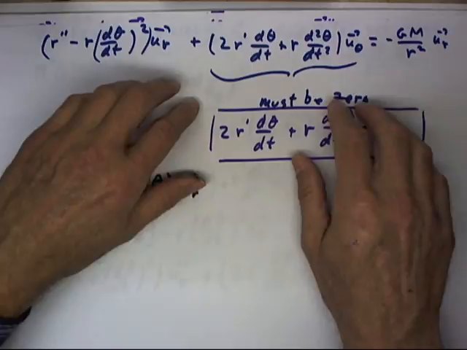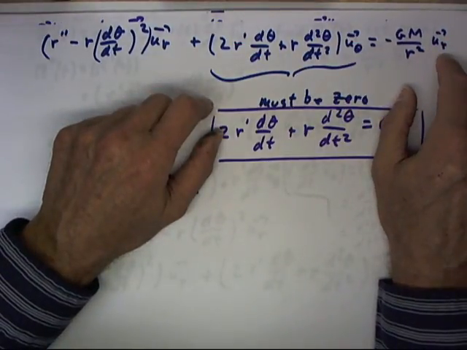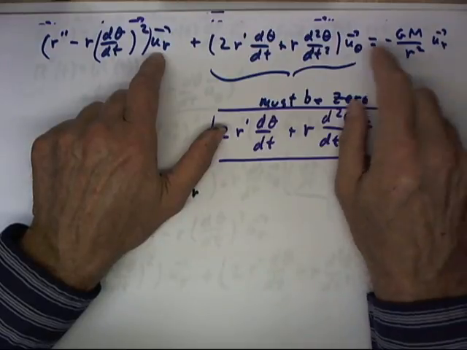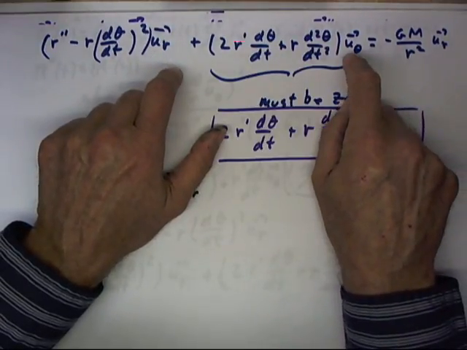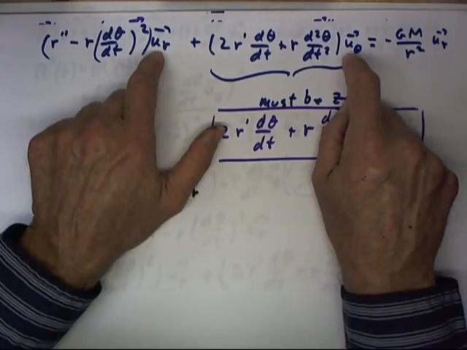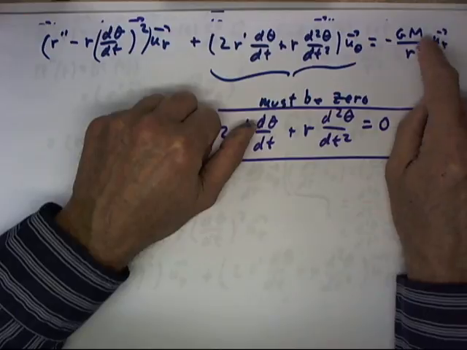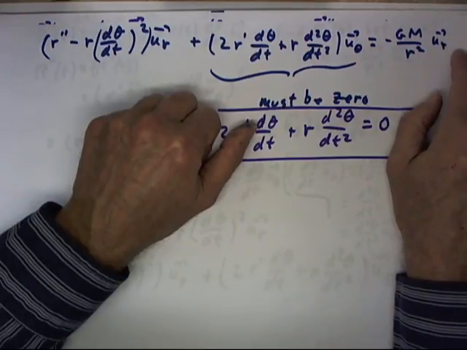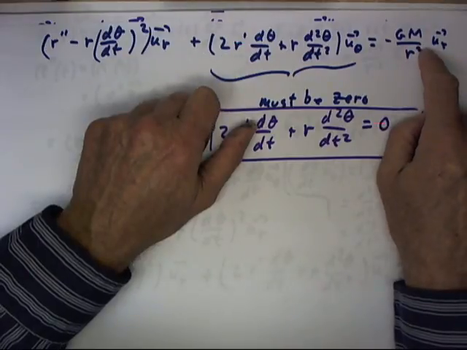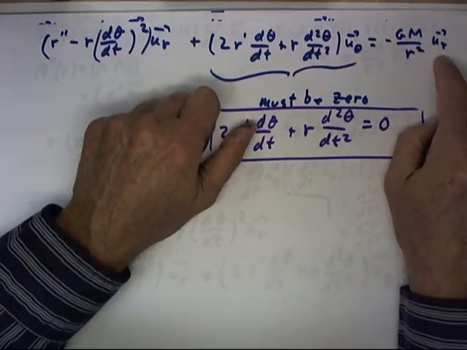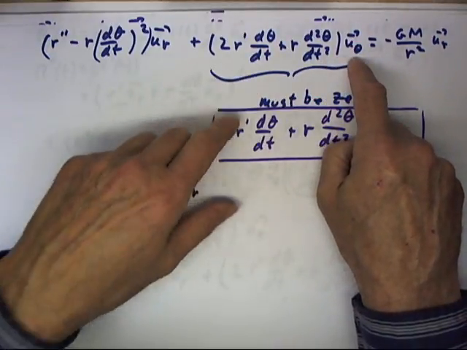Now, notice that we just have a u_r on this side. We have a u_r and a u theta term on this side. Now, u theta is perpendicular to u_r, so there can be no u theta term on this side, there can't be one on this side. This doesn't have a component perpendicular to u sub r, so this side can't have a component perpendicular to u sub r.